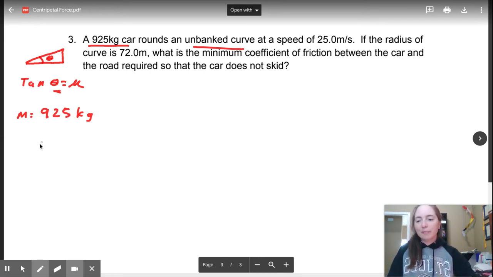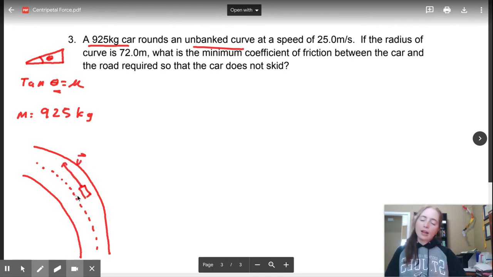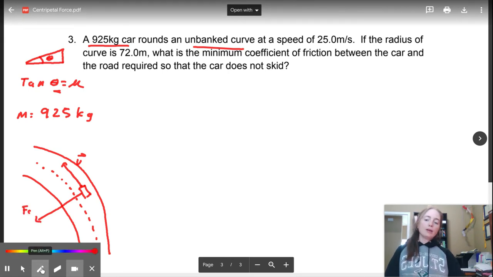So, ladies and gentlemen, I'm going to draw this a little bit. So you've got a curve. There's your road. There's your car. Now remember, your momentum, your velocity, is all going that way. And your centripetal force is pulling you in. Now, ladies and gentlemen, what is preventing a skid?